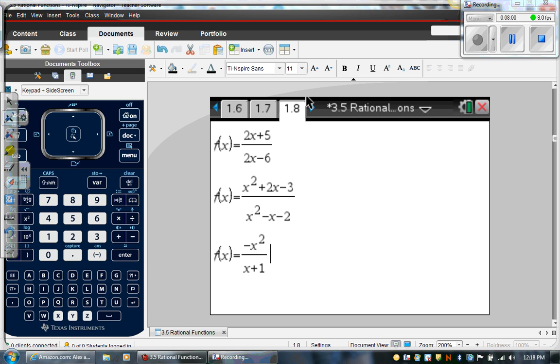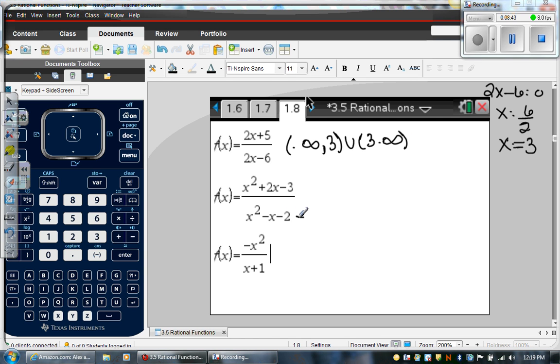Okay, so looking at this first function, I see in the denominator I have 2x minus 6. So I'm wondering what value of x is going to make that function undefined, so I know what to exclude from my domain. I should be able to very quickly take that denominator, set it equal to 0, and solve. Okay, so I know that my function is not defined at 3. So again, the domain is going to be from negative infinity to 3, but not including 3. Okay.